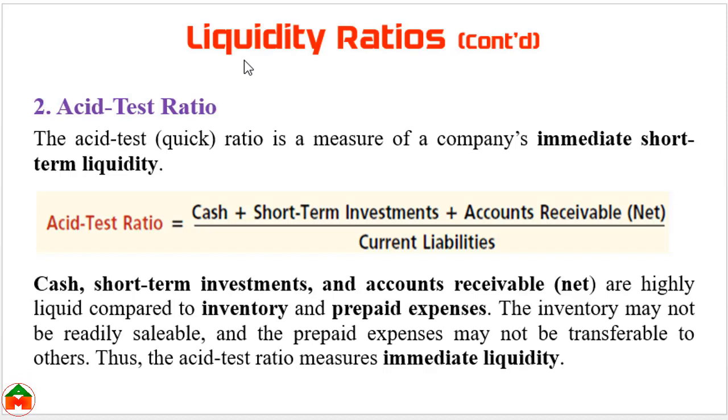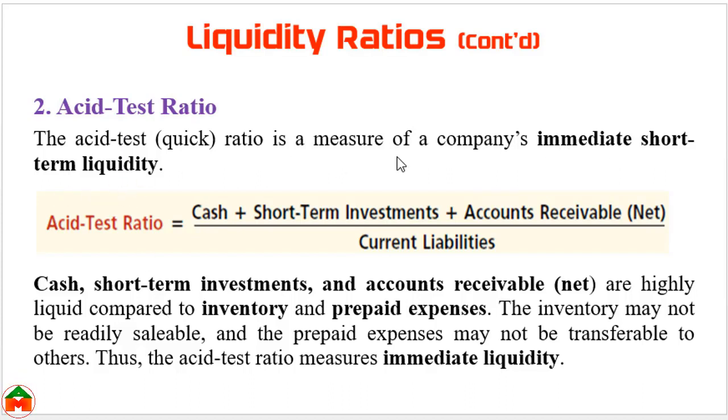The next ratio under the liquidity ratios is the acid test ratio. It is also known as the quick ratio, and by this acid test ratio we calculate the immediate short-term liquidity.